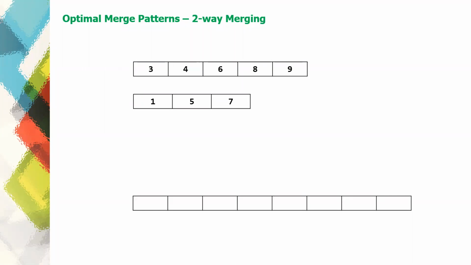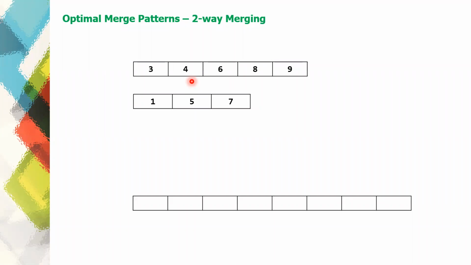So consider that I have two lists, list A and list B. Lists A and B are sorted lists. You can see that they are already sorted in ascending order. List A is sorted in ascending order. List B is also sorted in ascending order. Now I have two sorted lists which need to be merged because I am merging two lists. This is called two-way merging.